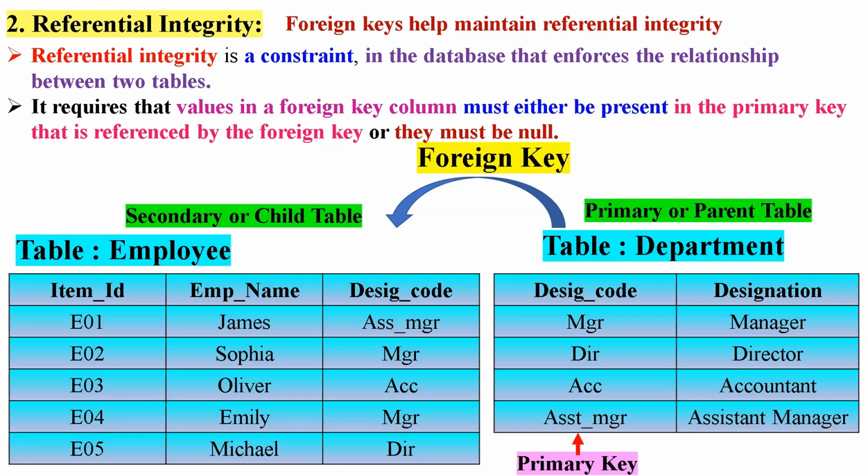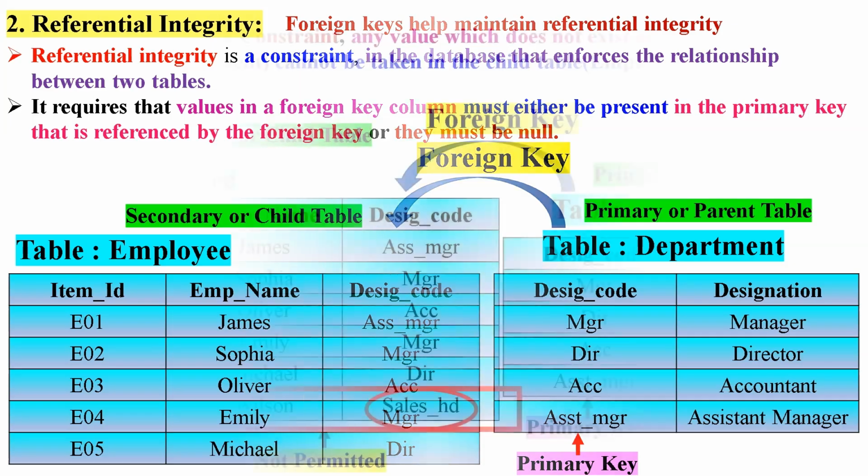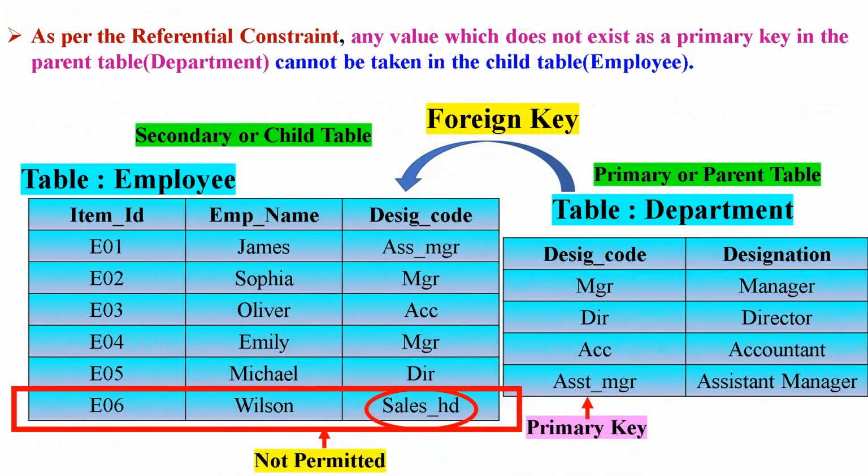Now, let's see the definition of referential integrity. Referential integrity is a constraint in the database that enforces the relationship between two tables. It requires that values in a foreign key column must either be present in the primary key that is referenced by the foreign key or they must be null. Now, look at these tables. The values in a foreign key column dsig_code must either be present in the primary key of the department table that is referenced by the foreign key. As per the referential constraint, any value which does not exist as a primary key in the parent table, department, cannot be taken in the child table, employee.